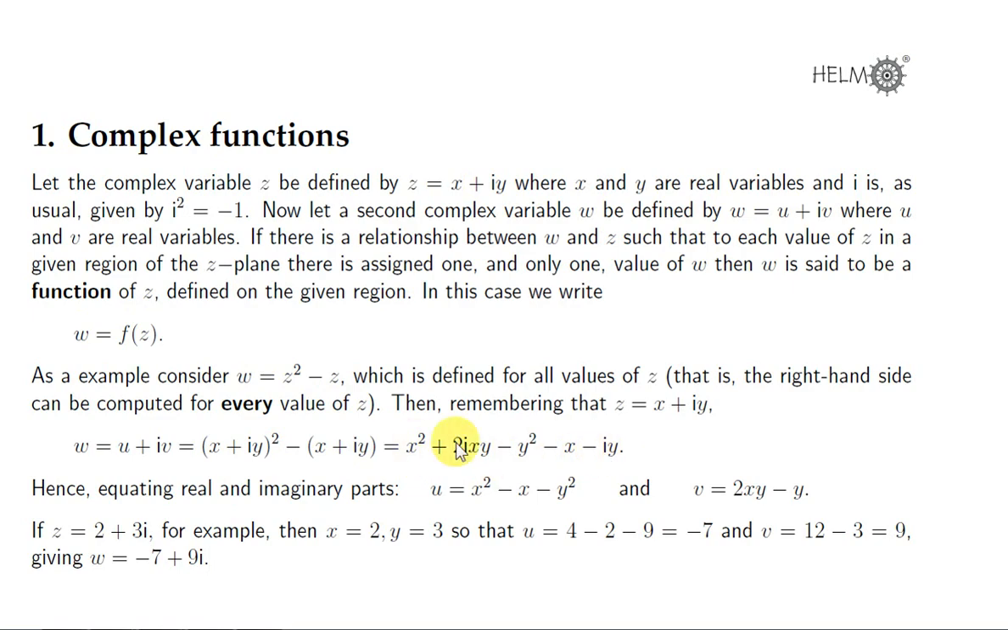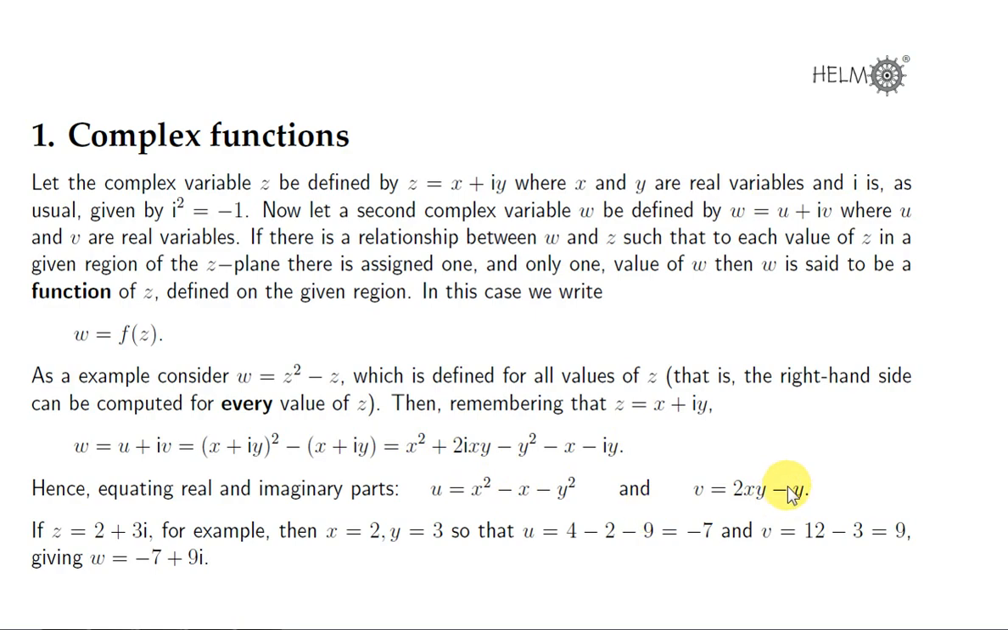Now, we want to write this in standard form, so we want to look at the real part of it. Well, that's the terms that don't involve i, so that's x squared minus y squared minus x, and the imaginary part is 2xy minus y. We just put those i terms together. So since w is given by u plus iv, then u is the real part, which is this here, and v is the imaginary part, which is this here.